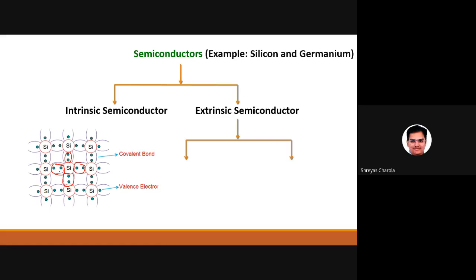Now, if I want to make this intrinsic semiconductor an extrinsic semiconductor, how many types of extrinsic semiconductors do we have? 2 types. Which are they? N and P type. Which impurities will we add? We had remembered it like this. And another name is B.